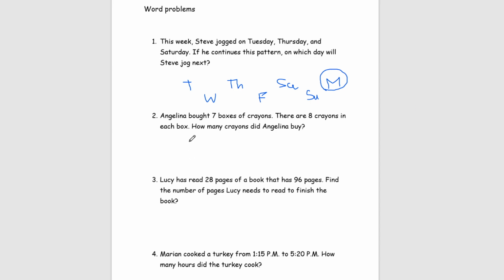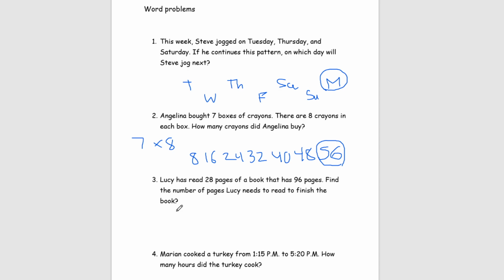Number two, Angelina bought 7 boxes of crayons. There are 8 crayons in each box. How many crayons did Angelina buy? So we know that she has 7 boxes, and there's 8 in each one. So we know that our equation is going to be 7 times 8. And if you don't already know your times tables, we'll have to do it the longer way, which is counting 8 7 times. So 8 7 times is 8, 16, 24, 32, 40, 48, and 56. So that's our answer for this one.